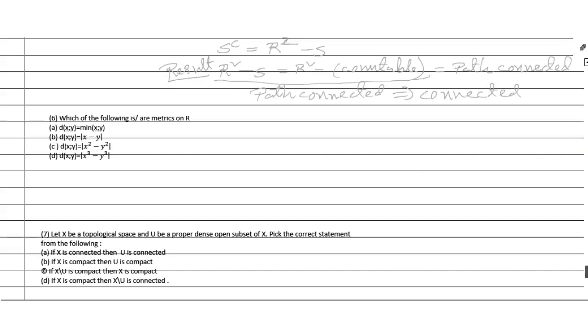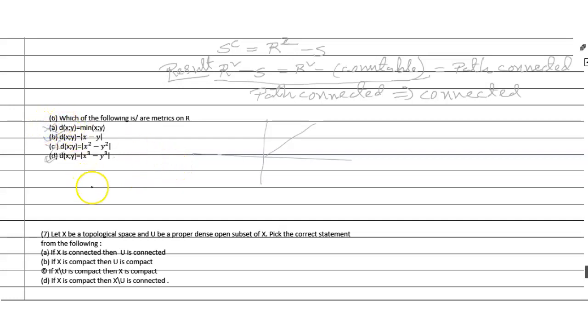And next, friends, which of the following is a metric on R? d(x, y) equals mod of x minus y, this is correct. And d(x, y) equals x square minus y square is wrong because this is quadratic. If I draw, then |x minus y| is linear, and |x cube minus y cube| is also correct. But d(x, y) equals min(x, y) is not correct.